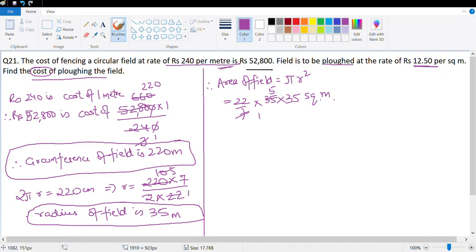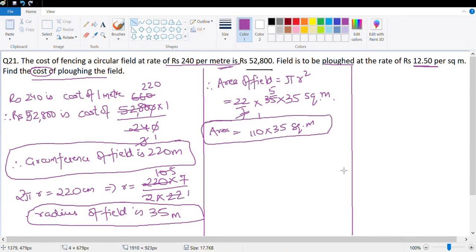So this is 22 into 5 into 35, which is 110 into 35 square meter. So this is the area of the field. Now we know that 12 rupee 50 paisa is the cost of 1 square meter, which means what will be the cost of these many square meter?